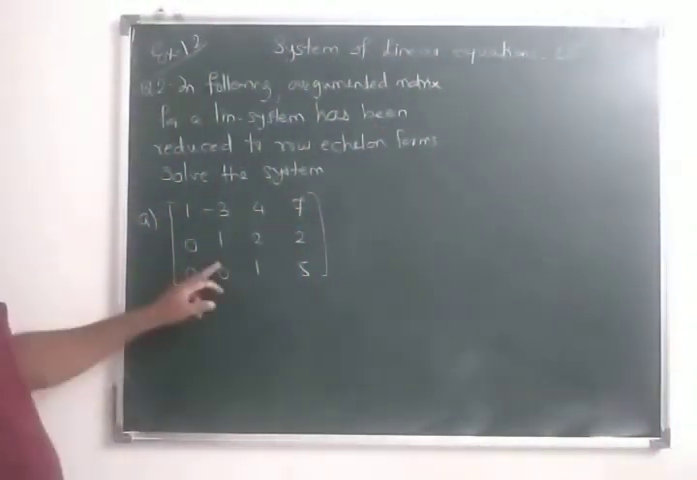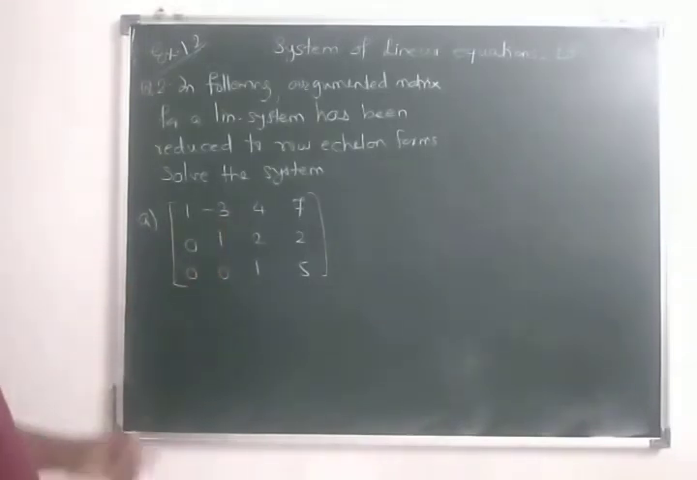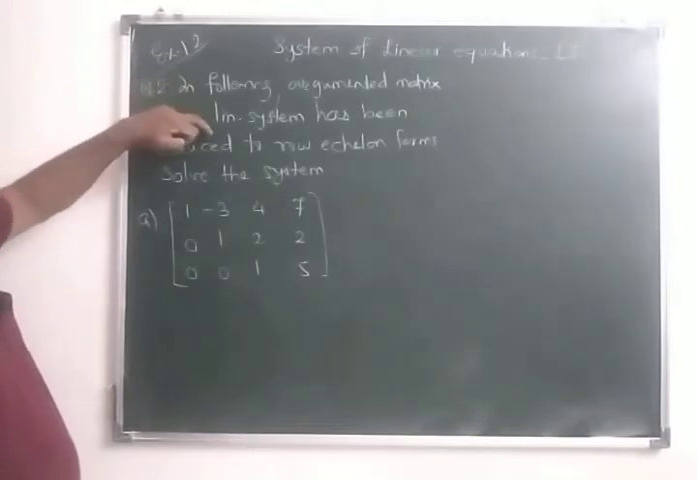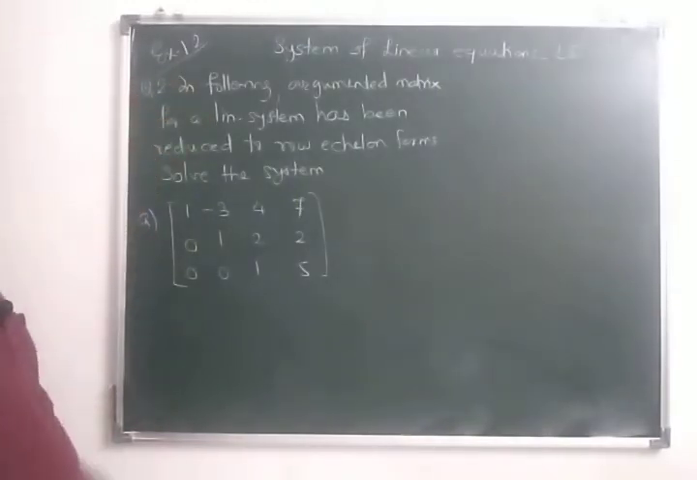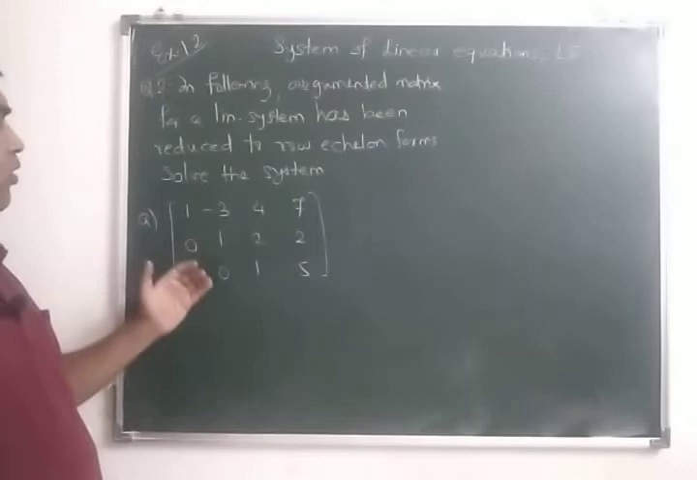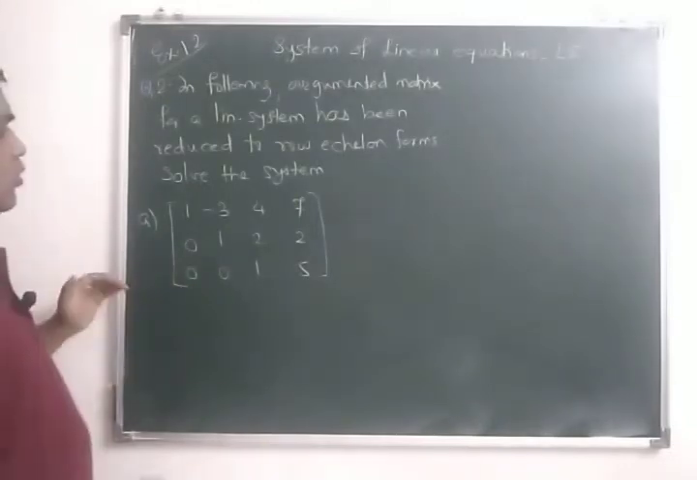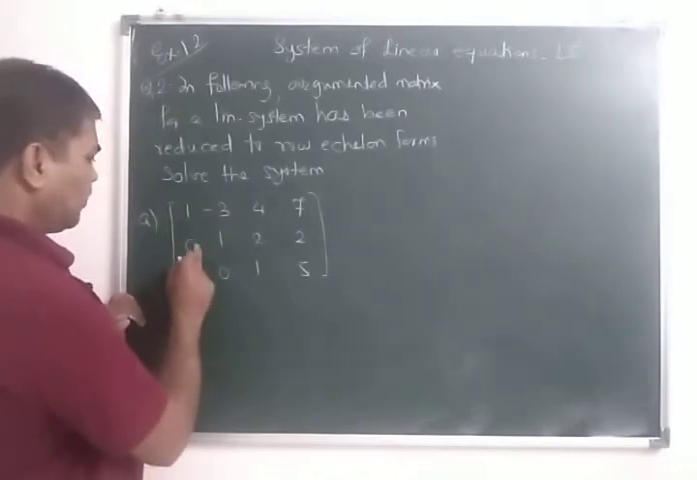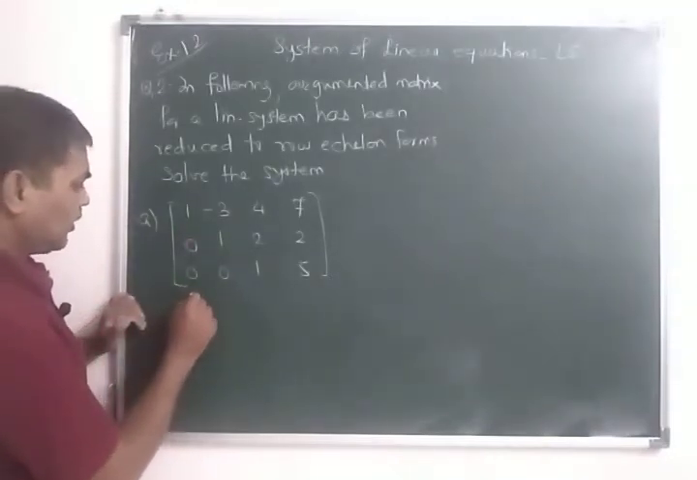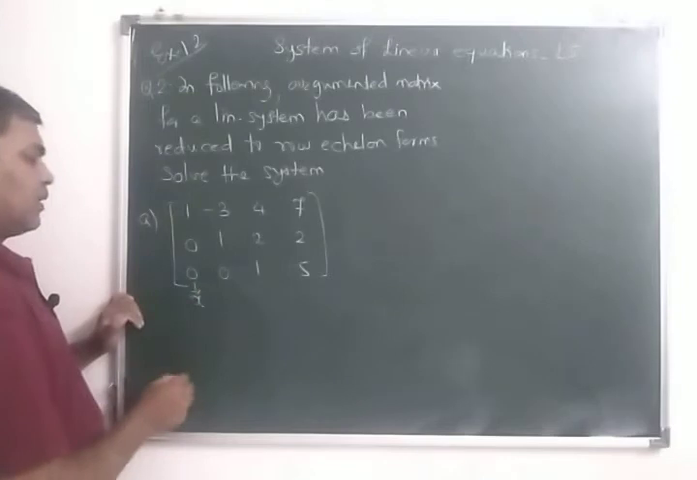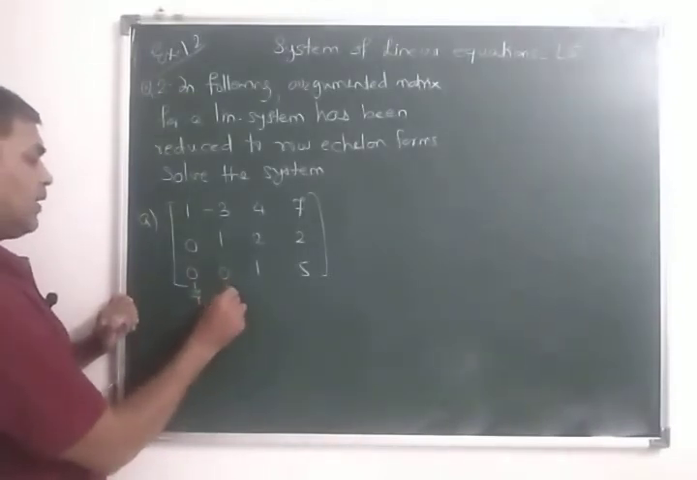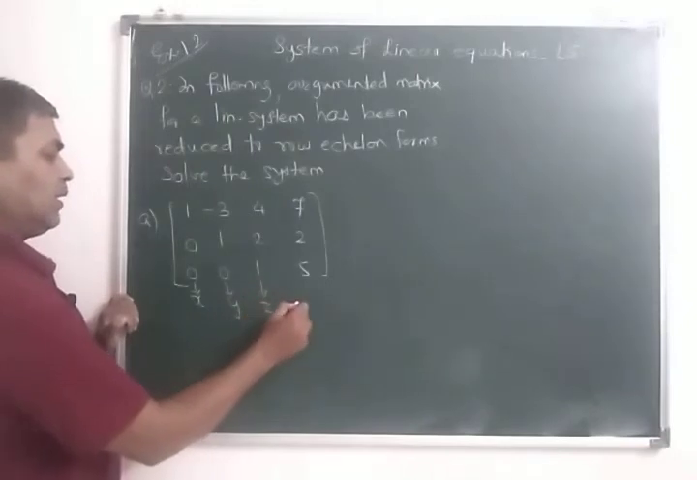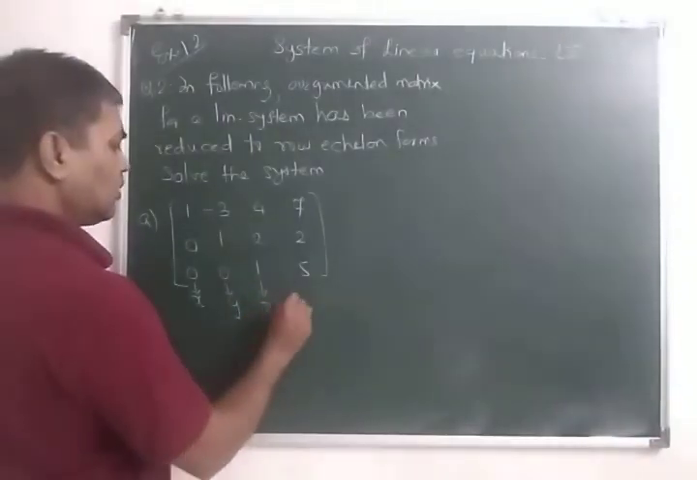Now, for this augmented matrix of a system of linear equations, this is the row echelon form. So this is your constants. This is the column of the first variable, which I will denote by x. Then this by the y variable and this by z, and this equals the constants.